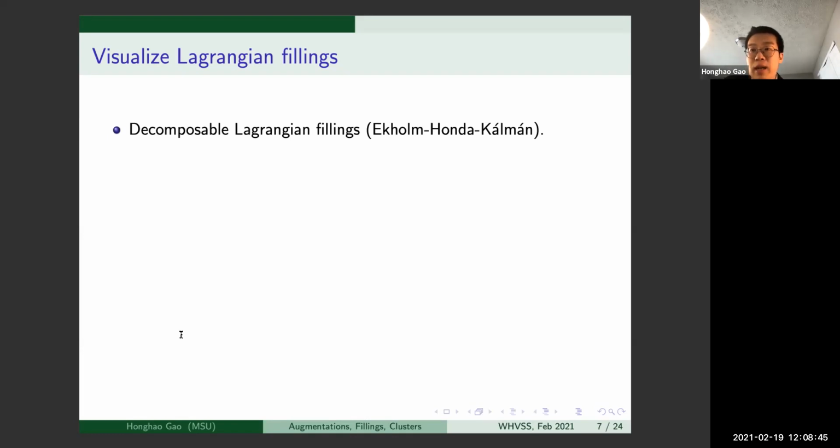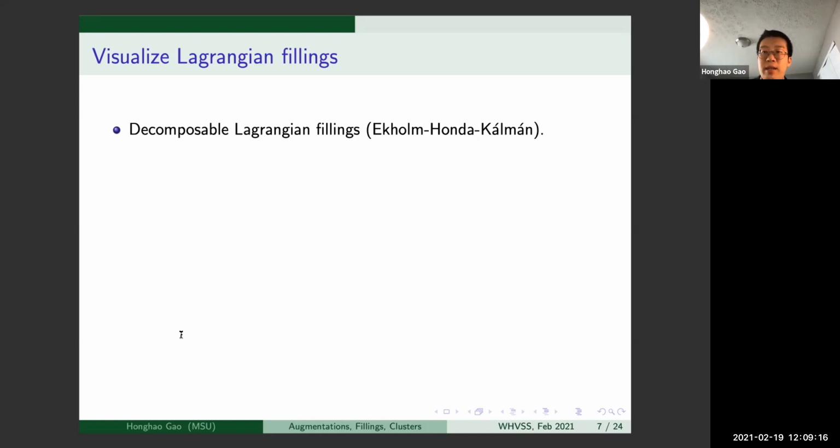Let me explain how we sort of see these exact Lagrangian fillings. They are surfaces in 4-manifolds satisfying a certain differential equation. In general, it's hard to describe them. There are several ways of thinking about these surfaces explicitly. I'm going to talk about one construction by Ekholm-Honda-Kalman called decomposable Lagrangian fillings.